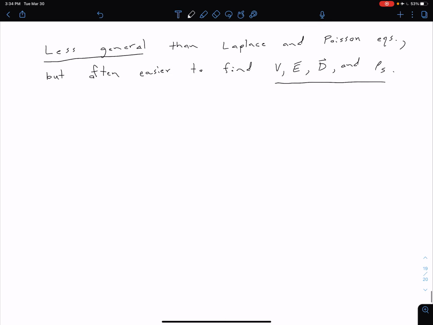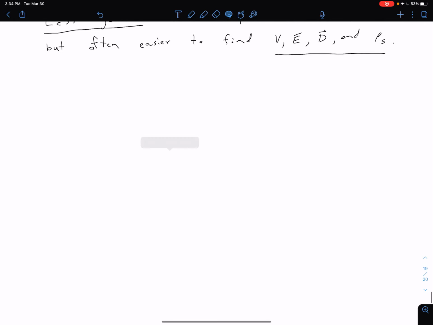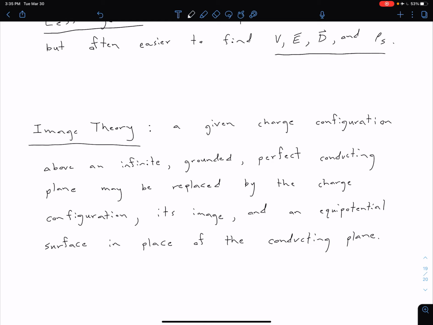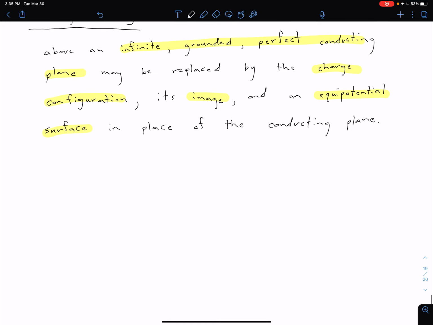So let's talk a little bit more about what our image theory is. And again, keep in mind, we're briefly going over a subject that we could spend a lot of time talking about. From image theory, we're told that a given charge configuration above an infinite, grounded, perfect conducting plane can be replaced by three things: the charge configuration itself, its image, whatever that means, and we'll get to that in a little bit, and an equipotential surface in place of the conducting plane. There's a lot going on in that sentence, so let's draw this pictorially, and I think that's going to show a little better what we mean by image theory.